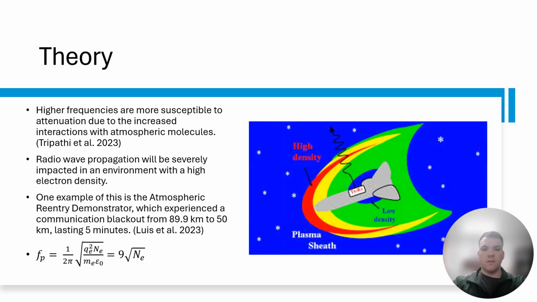The plasma frequency, represented by Fp equals 1 over 2 pi, times the square root of an electron point charge squared times the total electron density divided by electron mass times the permittivity of free space. This plasma frequency will equal 9 times the square root of the total electron density.